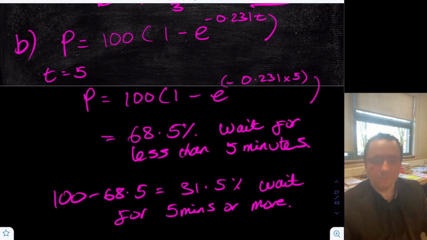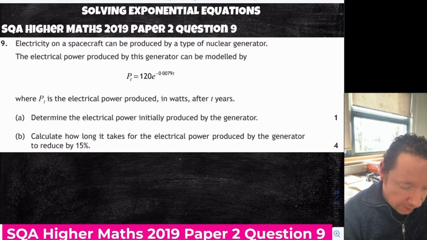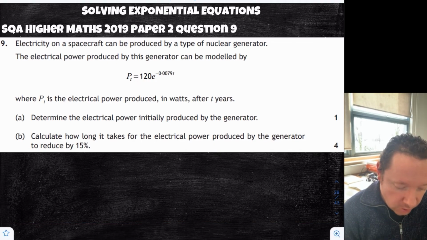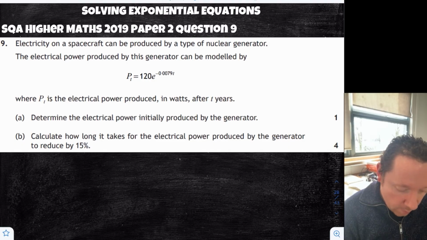And we're done there. Solving exponential equations, SQA Higher Maths 2019, Paper 2, Question 9. Electricity on a spacecraft can be produced by a type of nuclear reactor. The electrical power produced by a generator is P(t) equals 120e to the minus 0.0079t. Don't be put off by this (t), it's just part of a symbol to tell you that P is a function of time. Where P(t) is the electrical power in watts after t years.